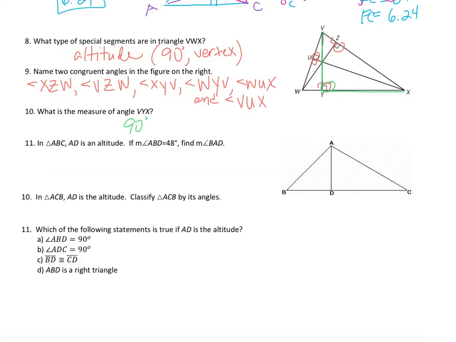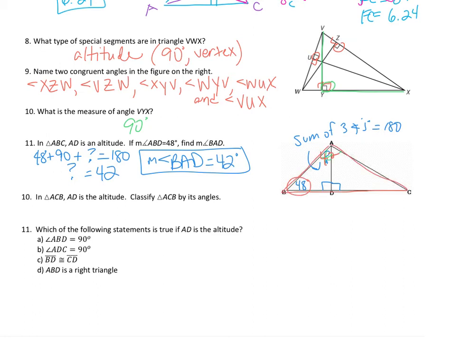We have another triangle down here for number 11, so triangle ABC, and AD is the altitude, so that means that it's going to be 90 degrees on both sides. We have two right triangles in there, and then they give us that the angle of ABD is 48 degrees, and we need to find the measure of angle BAD. So that's right there. Now remember, this is an altitude, so it's 90 degrees, and all three angles need to add up to equal 180. When we add our 48 and 90 together and then subtract it from 180 degrees, we are left with 42 degrees.